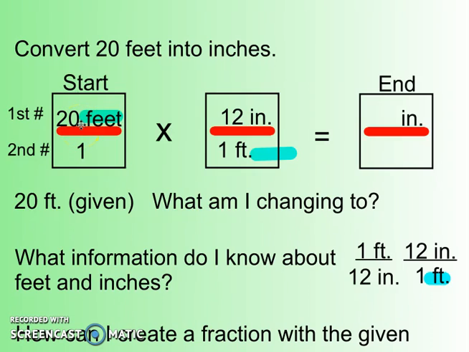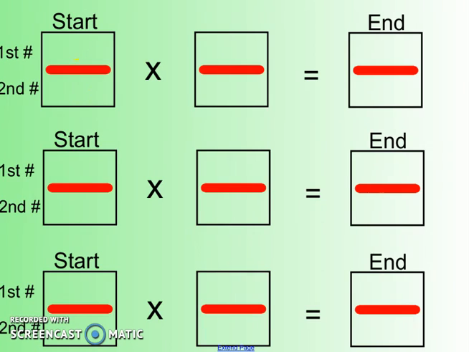So let's do 20 times 12, and that is 240. And 1 times 1 is just 1. So 240 divided by 1, what do you get? 240 inches. So if I convert feet to inches, 20 feet is the same as 240 inches. Okay, so let's do another one.